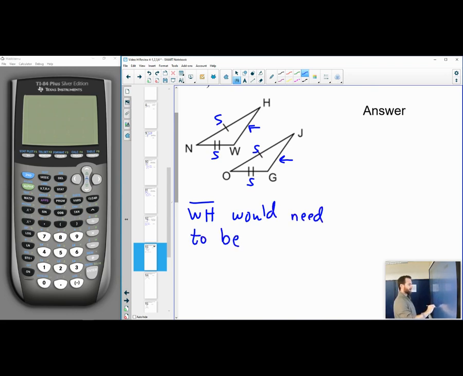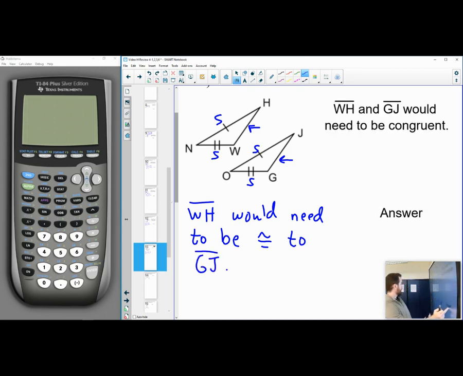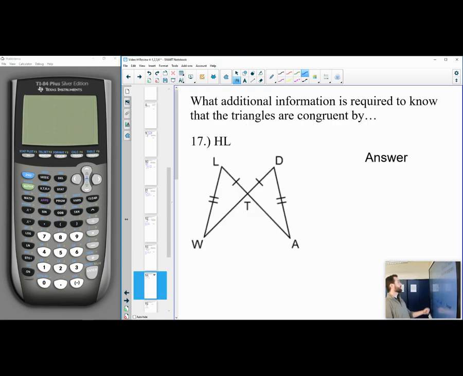To be congruent, and I'll cheat and use the symbol like I've been doing, would need to be congruent to, what's the last one? Segment GJ. There we go. And is that what I have under here? WH and GJ would need to be congruent. Excellent. Very good, very good.